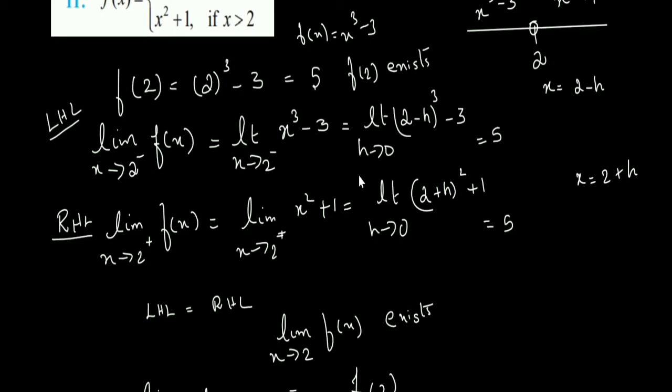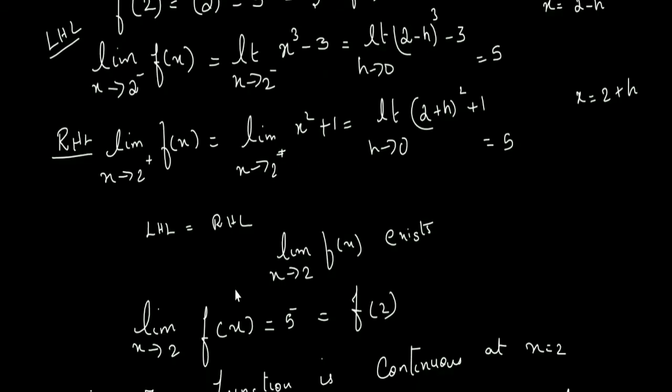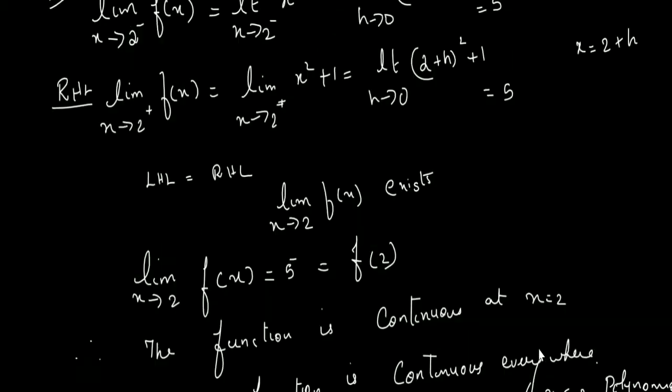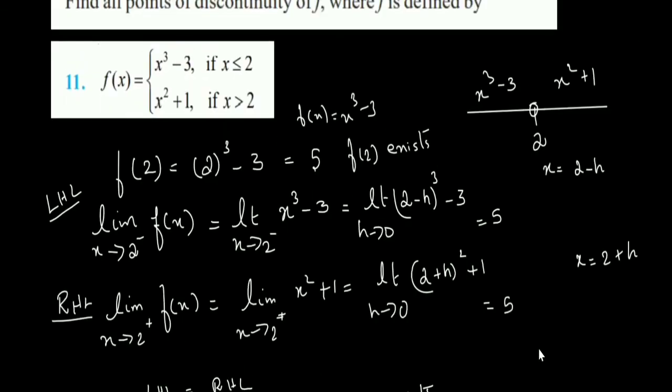So the limit exists and we have to check if the limit value is equal to the function value. The value of the function is 5, and the limit value is also 5. If the limit value is equal to the function value, then the function is continuous at that point. That is the definition of a function to be continuous at x equal to a. So the function is continuous at x equal to 2. Therefore the function is continuous everywhere.